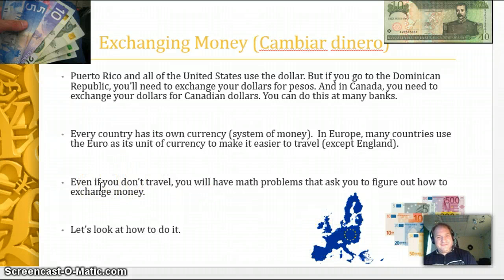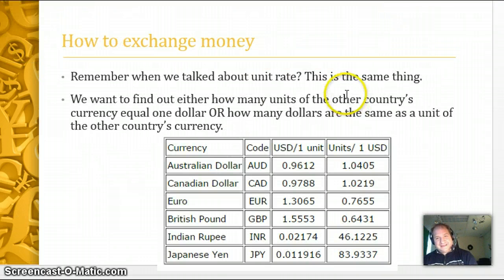So if you don't travel, you will have math problems that ask you how to do this. I know some of you in Algebra 2, or pre-Algebra 2 anyway, already do. So let's look at how to do it. This goes back to unit rate. We talked about that a few weeks ago. Unit rate, same thing. We find the unit of one thing compared to a unit of another thing.